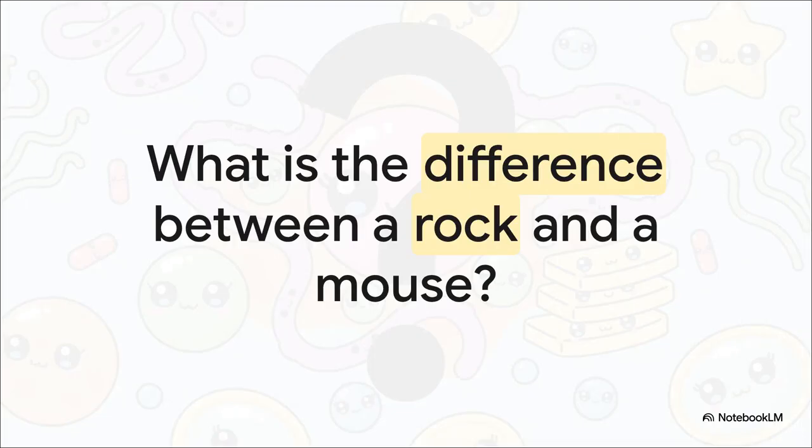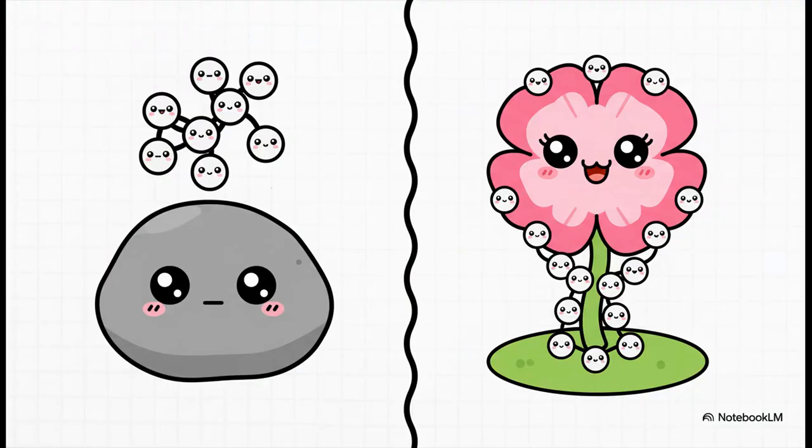So let me ask you a question that kind of sounds like the start of a bad joke. What's the difference between a rock and a mouse? I mean, really think about it for a second. One is just inert. It's an inanimate collection of minerals. The other is alive. It's complex. It's dynamic. So what's the fundamental difference here? It boils down to one word: organization.